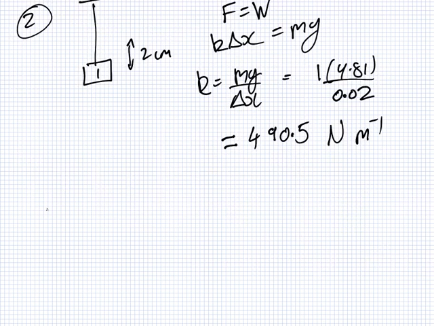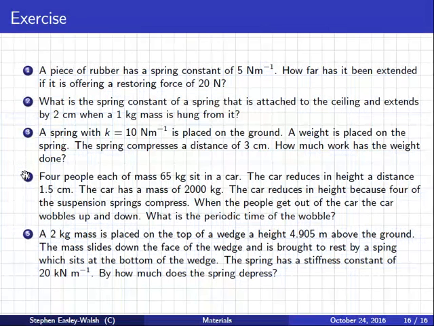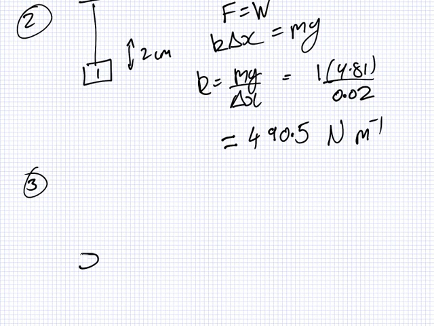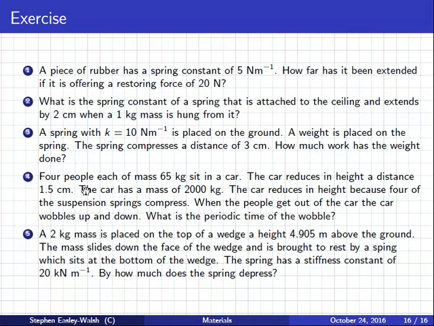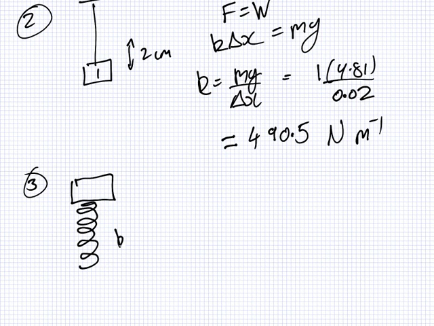Okay, 3. What's happening here? K is 10. The weight from the spring, and okay, so what's the work done? So you have the spring here, and you put the weight on it. What did I say the weight was? No, we don't know it. We just know the k and the distance. The k is 10. Yeah? And the distance it compresses?